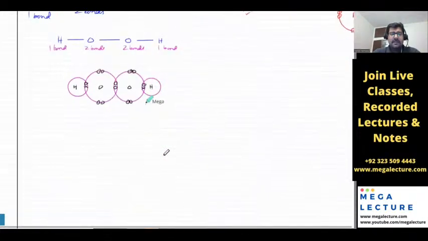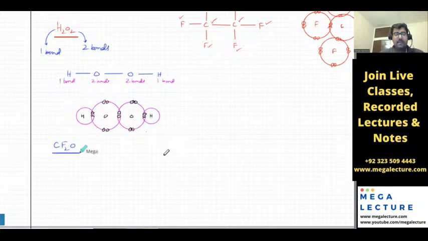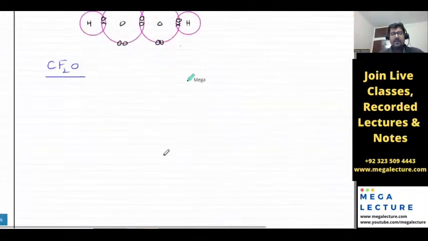Okay, let's do something else. Let's say I've got this molecule, CF2O, and I want to make the dot and cross diagram of this molecule.